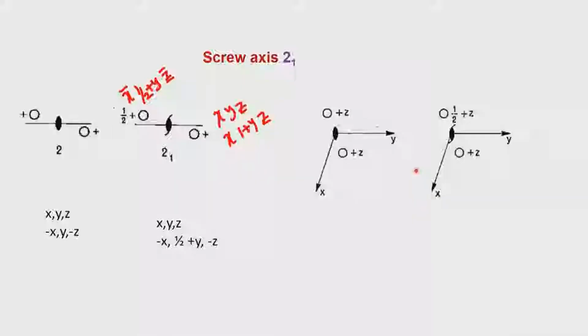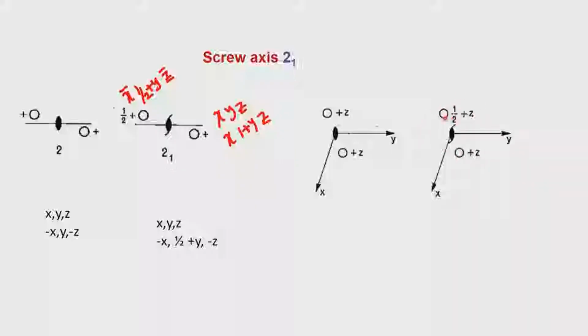Now, what happens if the non-unique axis has a screw system? It now possesses a screw periodicity. Then we have a screw symmetry. Then we have this plus z, and the two-fold rotation takes it up there, and we add a half to the z value.